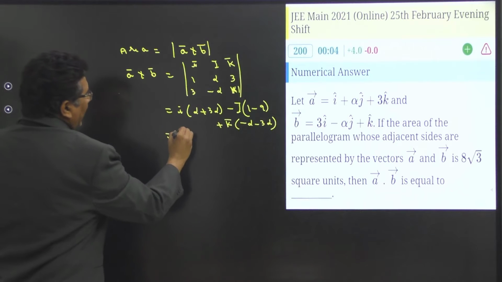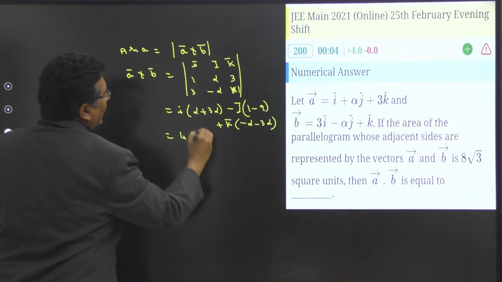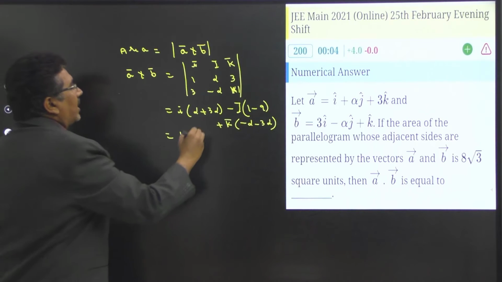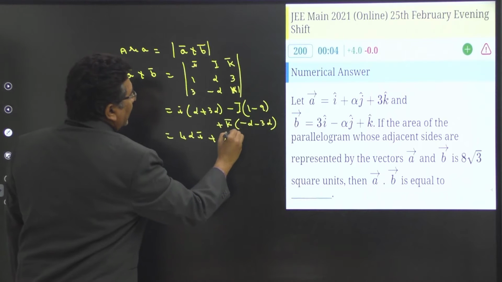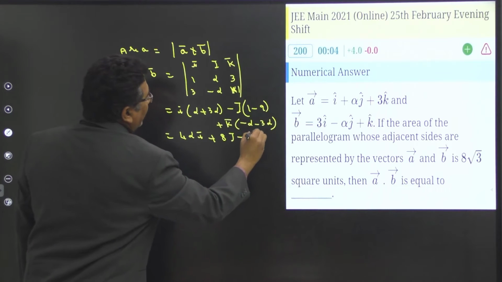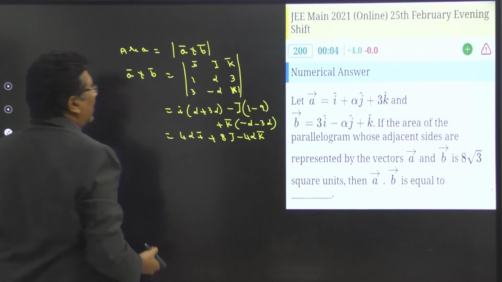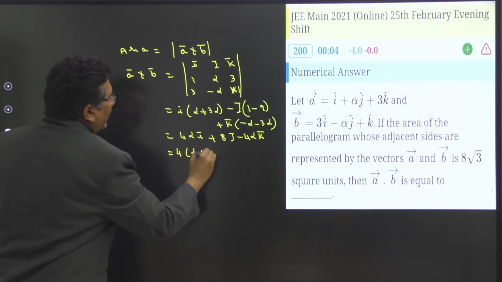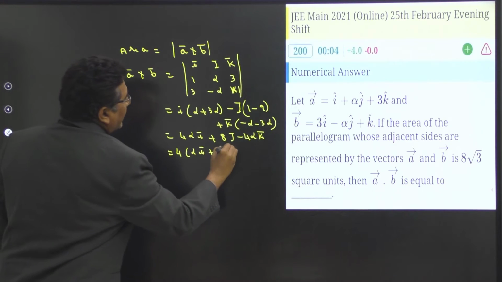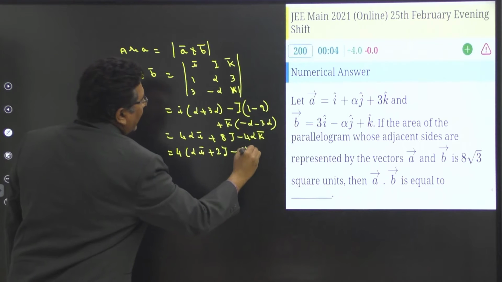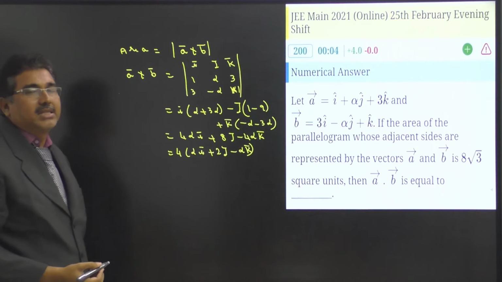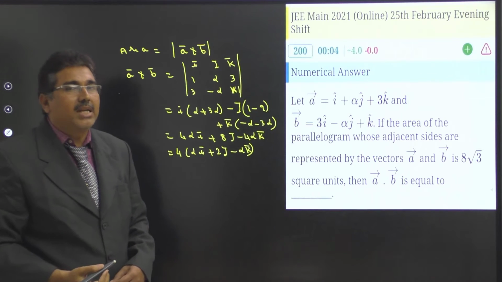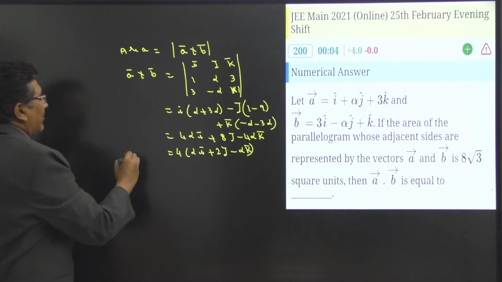That is equal to 4 alpha into i bar, 1 minus 9 is minus 8, minus into minus plus 8 j bar, minus 4 alpha into k bar. Now take 4 as common: 4 into alpha into i bar plus 2 into j bar minus alpha into k bar. That is a bar cross b bar. Now, what is the modulus of a bar cross b bar?